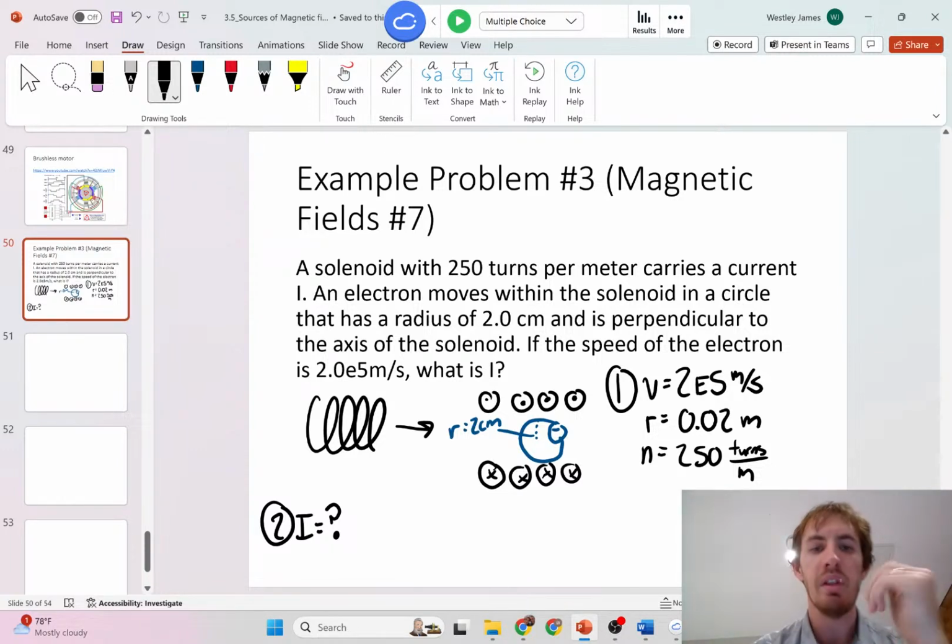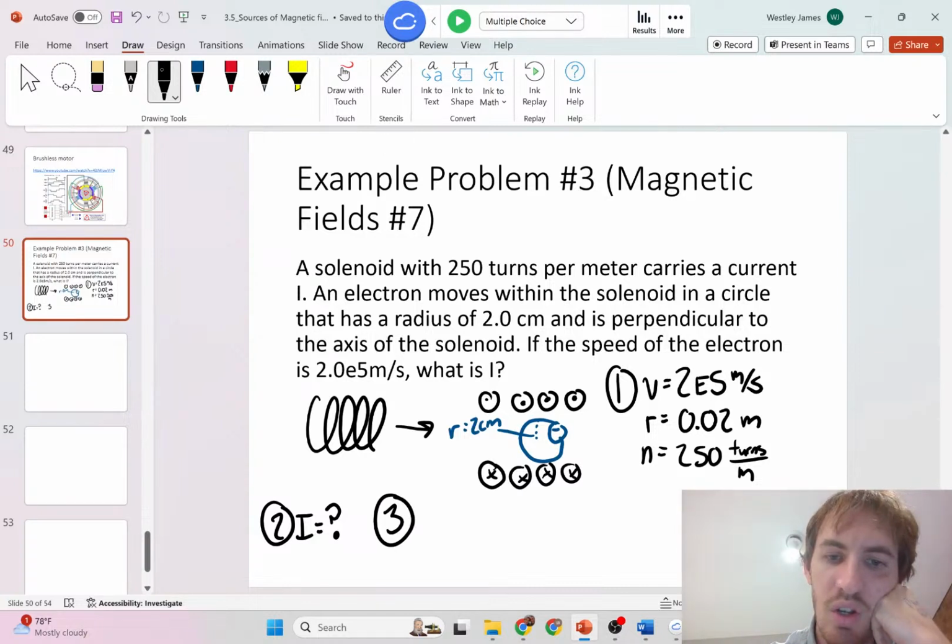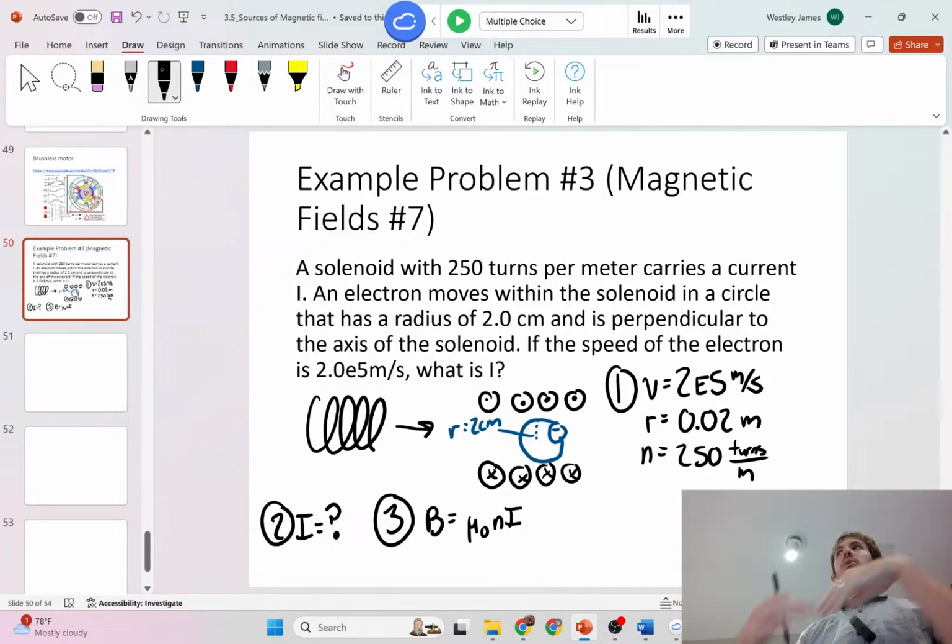So we'll start with the one that's the most fresh. The magnetic field due to a solenoid is mu naught lowercase n times I. I just gave that to you once, so hopefully it's fresh. Okay, that's the solenoid, great.